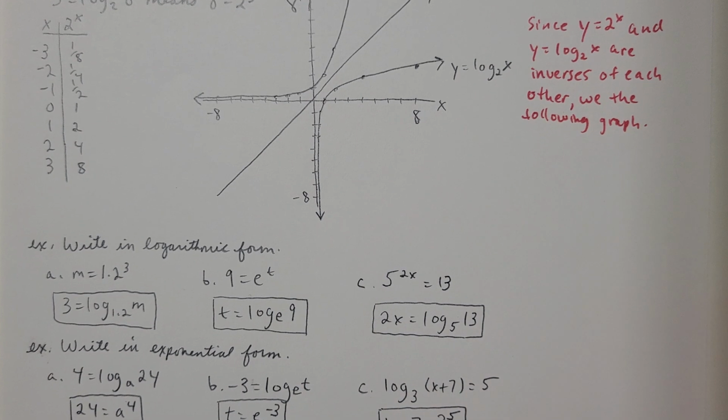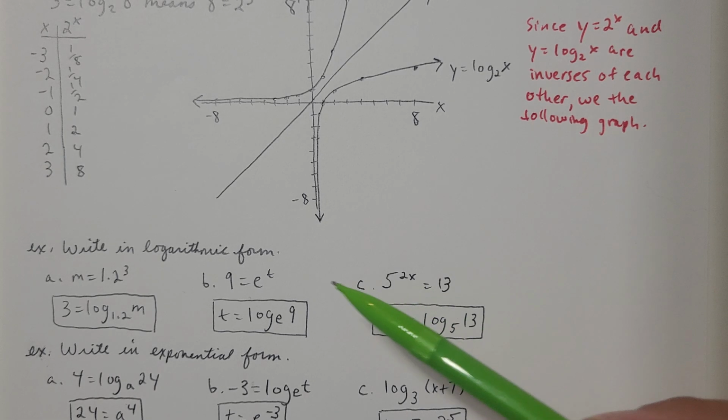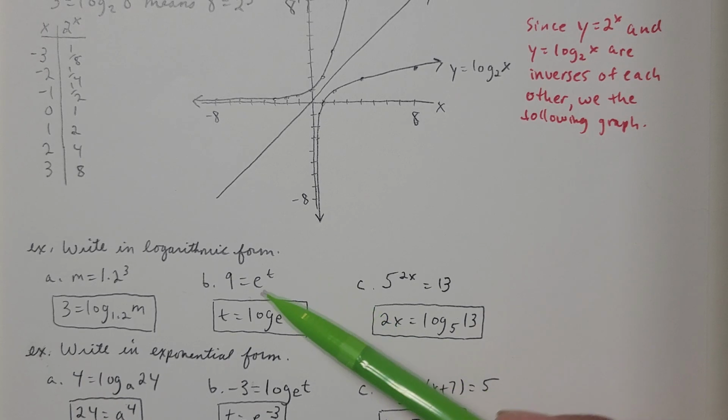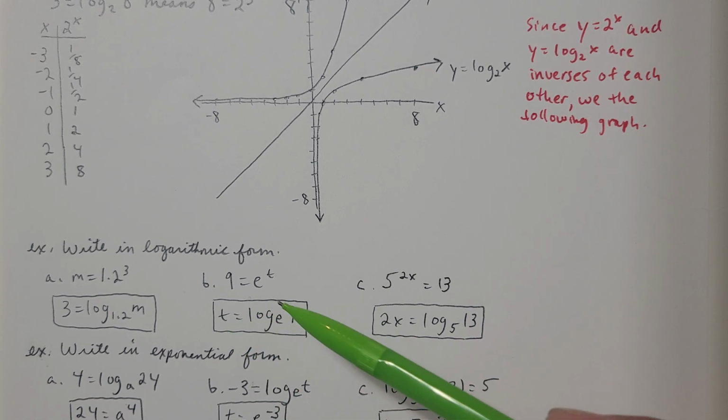Okay. How about part B? 9 equals e to the t, e meaning the number e, okay, that we talked about in the last section. So 9 is the x value, e is the base, and t is the y value. Okay, so y equals log base a of x means that t equals log base e of 9. And I go ahead and circle that.